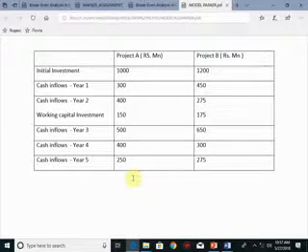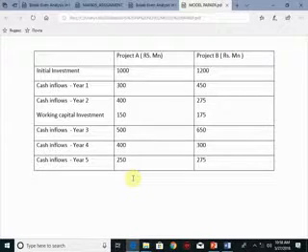Calculate 2 years plus 12 months, that is the second to third year. Within 1 year, you are getting 650. Project B, to recover 475, how many months? 8.7, we can take as 9 months. 2 years and 9 months.